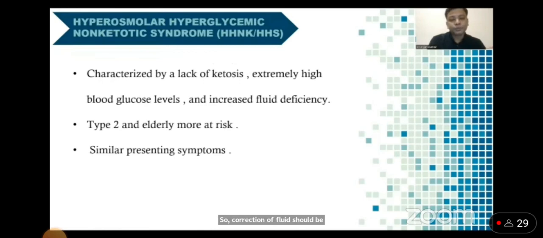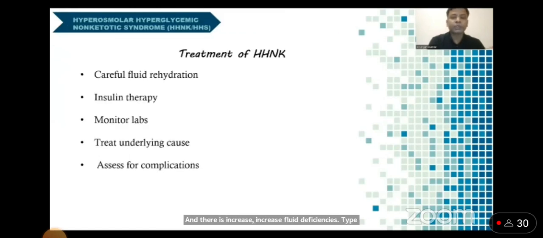HHS is characterized by lack of ketosis. There is no ketosis, and even no acidosis, but glucose levels are extremely high and there is increased fluid deficiency. People with type 2 diabetes mellitus are more at risk. Presenting symptoms are similar. Treatment is also almost similar: careful fluid rehydration, insulin therapy, and treating the underlying cause.